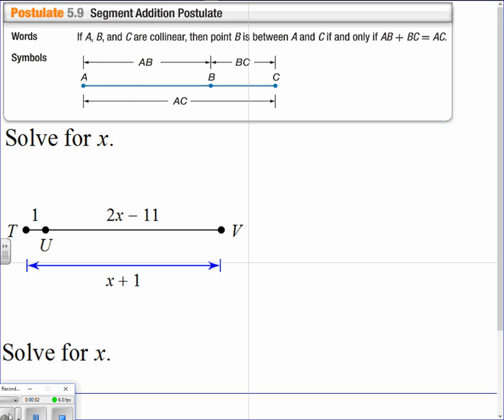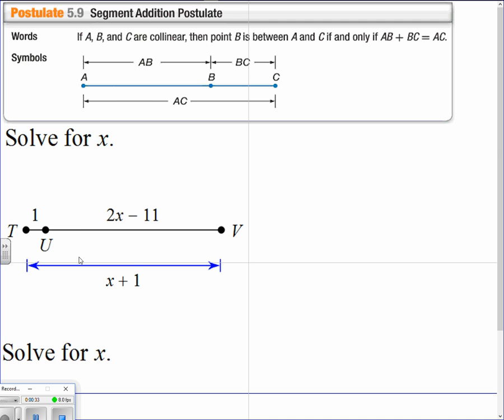Okay, in this video, I'm going to show you how to use the segment addition postulate. What it says is, if points A, B, and C are collinear, meaning they're on the same line, then point B is between A and C if and only if the length from A to B plus the length of BC, from B to C, is equal to AC. Now this sounds really complicated, but in a real life problem, here's how you do it.